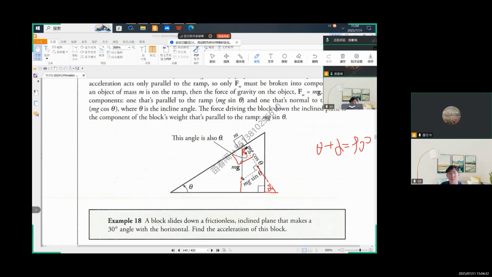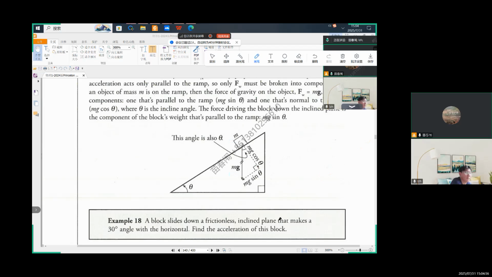And also because this is the gravity, so beta plus alpha. Yeah, I mean beta plus alpha. So that's why alpha beta equals to theta, right? So this one is theta. That's why we have mg cosine theta, mg sine theta. Does that make sense?